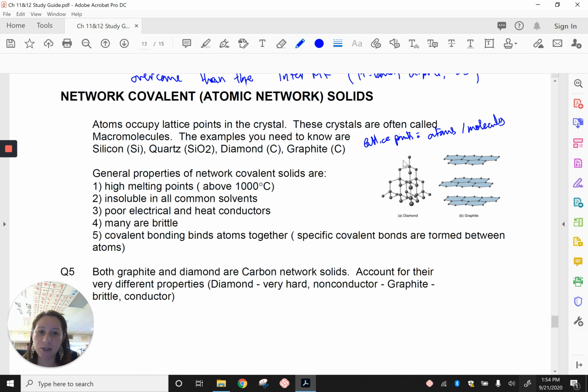So you can see diamond has this 3D, very intricate bonded structure. That's why diamonds are super hard. The very expensive knives have a diamond tip on them. It's very hard to cut diamonds. You have to have a laser to cut diamonds. Extremely hard. Versus graphite, which is in your pencil lead, is very soft.